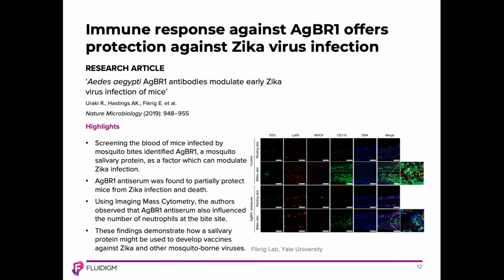The authors then used imaging mass cytometry to characterize the infiltrating innate immune response to Zika virus infection at the bite site. Differences in levels of CD45 positive, CD11b, Ly6G positive neutrophils were observed between mice administered with either naive or anti-AgBRI antiserum, suggesting that AgBRI is involved in the acute inflammation response to Zika virus infection. Together, these findings demonstrate that antibodies against a mosquito protein can offer protection against Zika infection, and that targeting mosquito salivary proteins could be an approach to develop vaccines against Zika and other mosquito-borne diseases.